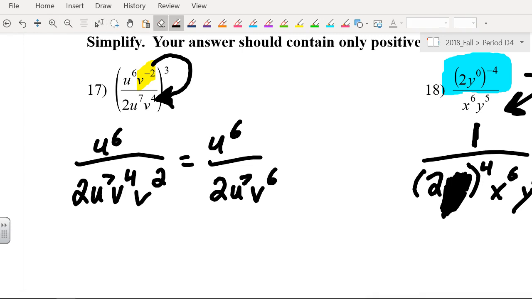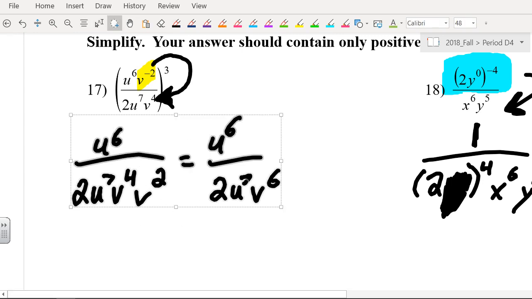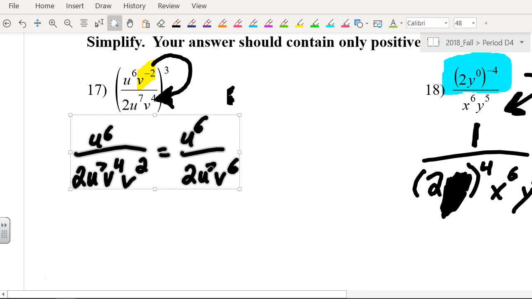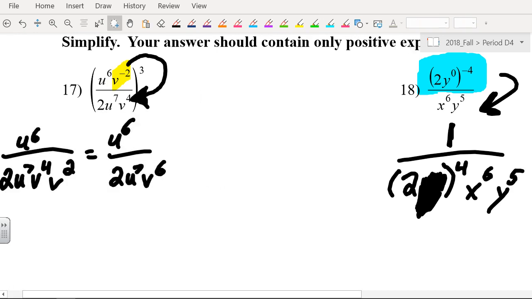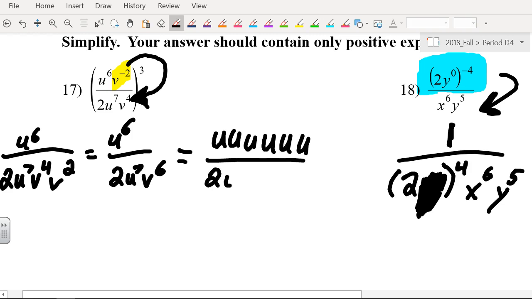Now, what I think is the best way to do this is to simplify your u's first. Then we can expand it. But either order works. So let's expand. Alright. So u, and then 2, u, 2, 3, 4, 5, 6, 7. And then we don't really need to expand the v's.